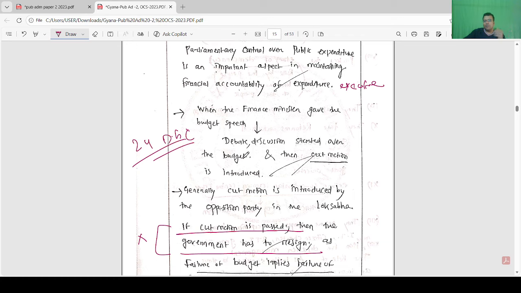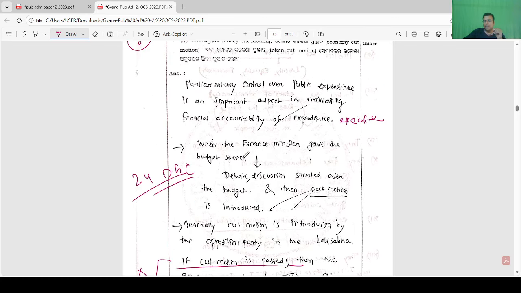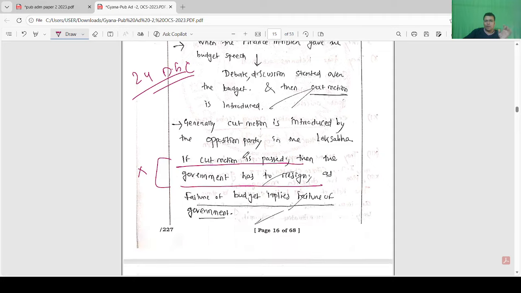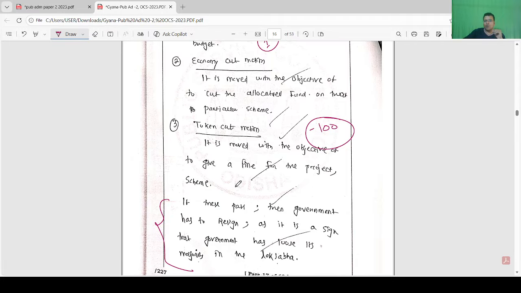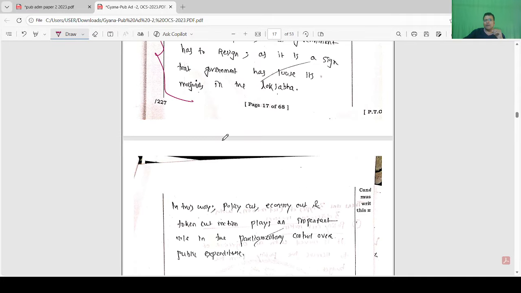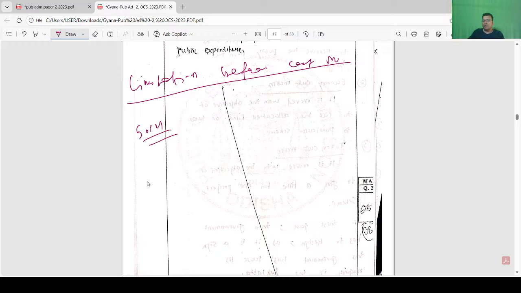So the answer needs to be improved in detail. You need to write how parliamentary control of public expenditure happens. After that, a big para on what is policy code, economic code, token code, and after that the limitations. Limitation before court motion. What is the limitation of parliamentary control over public expenditure? Solution.